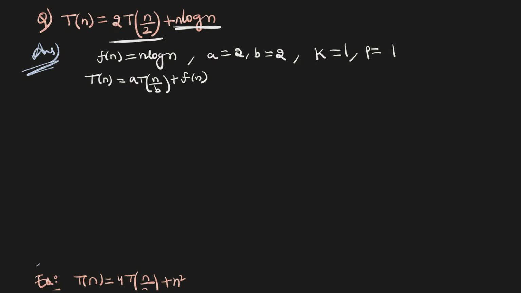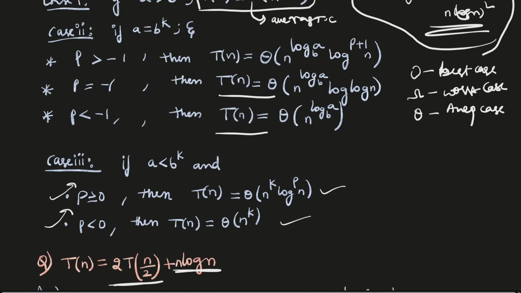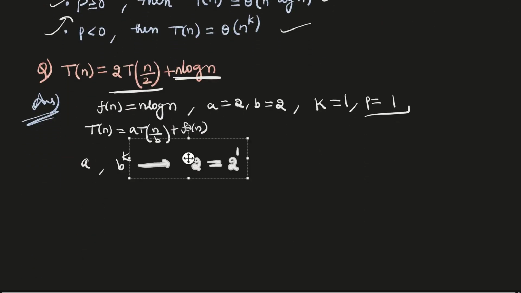So now what do we need to check? We need to check a and b power k. Let's see what a is over here: 2. What is b power k? That is 2 power 1. So they both are equal. So which case is this? It is the second case. Now what do we need to check next? The value of p. What is the value of p for the given question? It is 1.